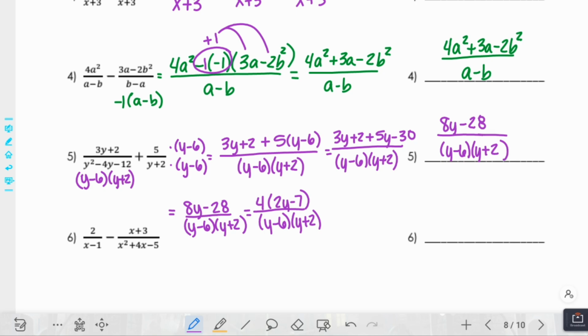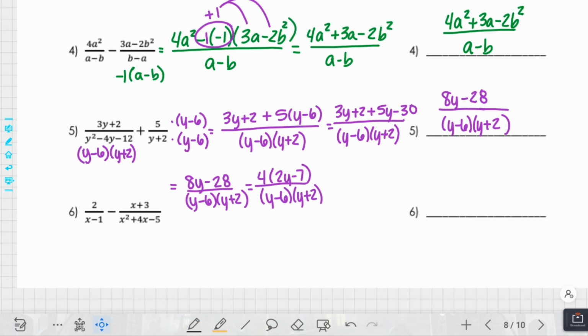Once again, the reason you want to try to go ahead and factor that, like I did with my 4 and getting my 2y minus 7, is because you want to check and see, are there any common factors that you can cancel out once you've combined like terms in the previous step and factored or done whatever you have to there.